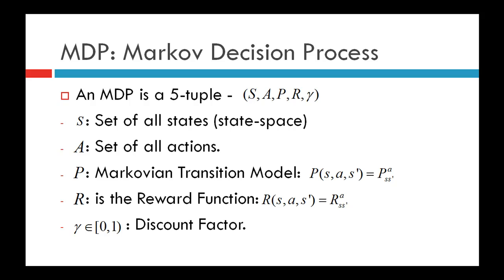R is a reward function whose components R_a(s, s') is the immediate reward received by the agent when it takes the action a in state s and makes a transition to the next state s'. And gamma is the discount factor.